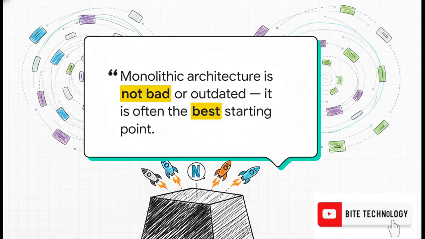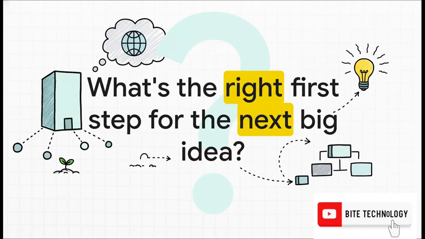The giants like Netflix and Amazon, they used it to launch fast, to learn, and to prove their ideas worked before they ever needed the complexity of something different. It's a strategy. So, the next time you hear someone just dismiss the monolith out of hand, remember, it's not about choosing what's trendy or modern. It's about choosing what's appropriate. And for that next world-changing idea, that leaves us with a pretty important question. Is starting simple actually the most brilliant move of all?